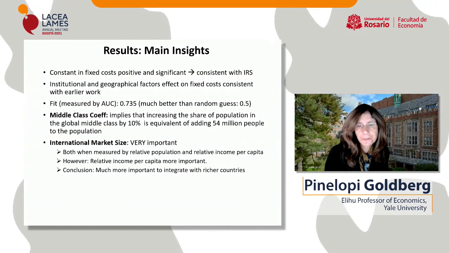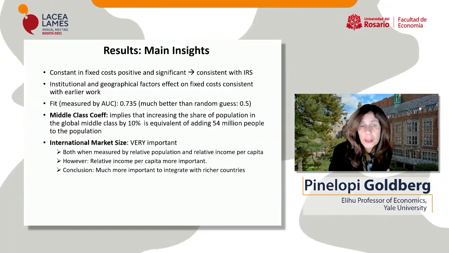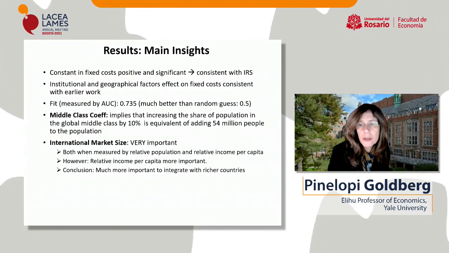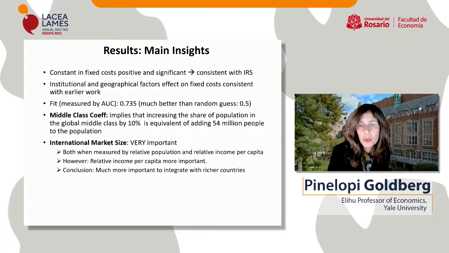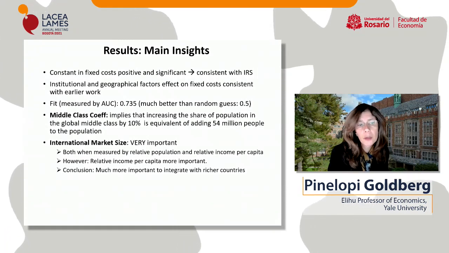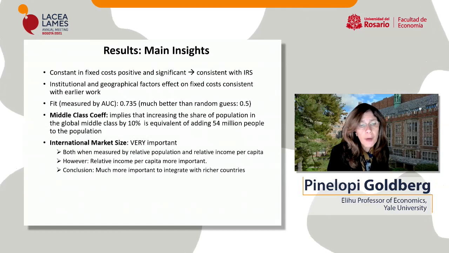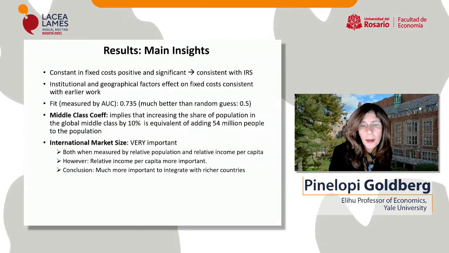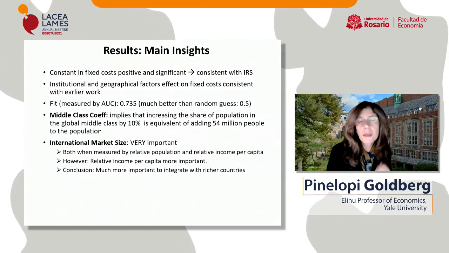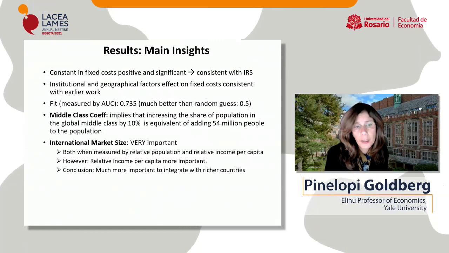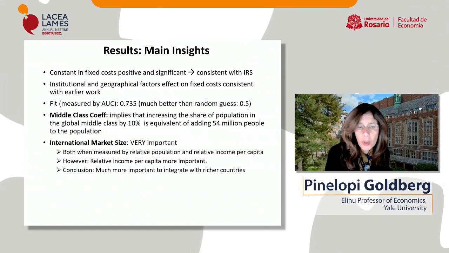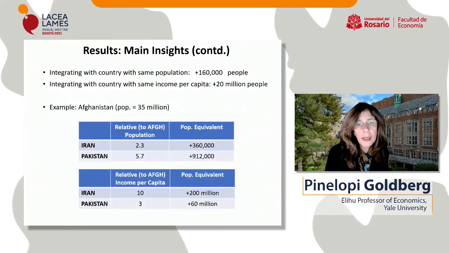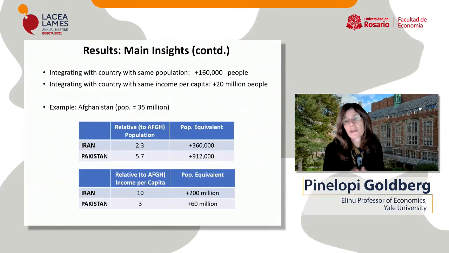The middle class coefficient is significant and high, and implies that increasing the share of population in the global middle class by 10% is equivalent to adding 54 million people to the population. And finally, we find that the international market size is very important. That's why I said at the beginning, ultimately the conclusion is that trade is very important, but it's more important when it's measured by relative income versus relative population. Let me make the point using a very specific example.